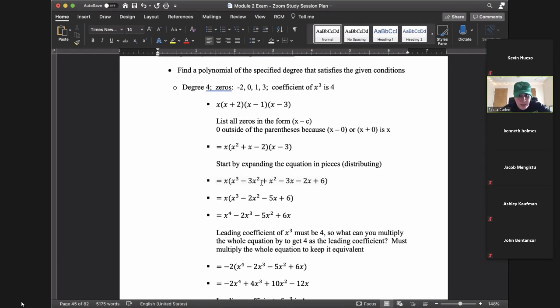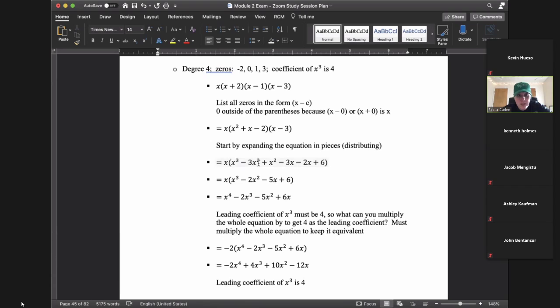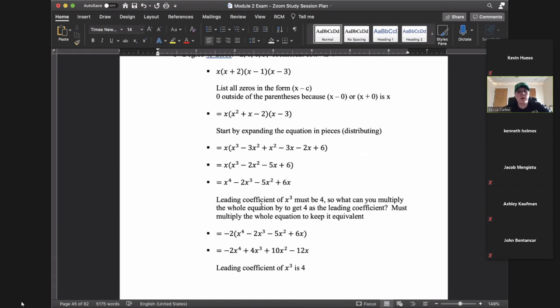Then we can multiply these two together. We've got x squared plus x minus 2 times x minus 3, which gives us x to the third minus 3x squared plus x squared minus 3x minus 2x plus 6. Simplifying it out, we've got x to the third minus 2x squared minus 5x plus 6. Then we're going to multiply that by x and distribute it. That gives us x to the fourth minus 2x to the third minus 5x squared plus 6x.